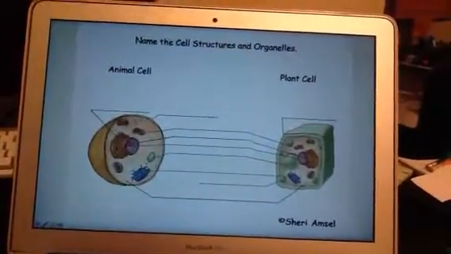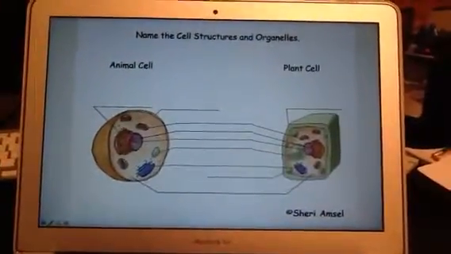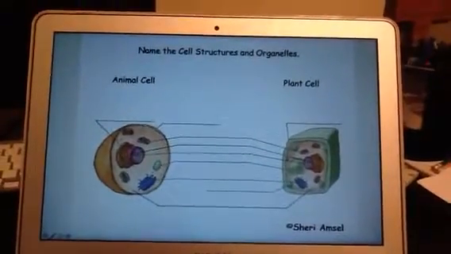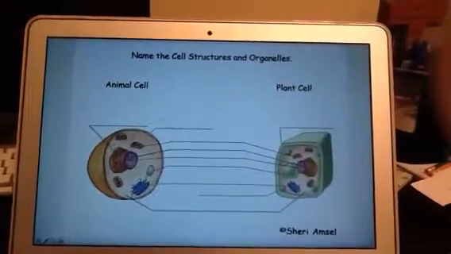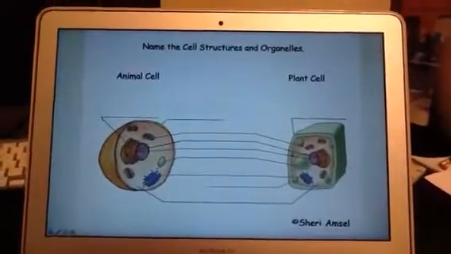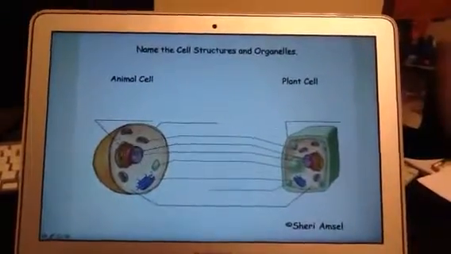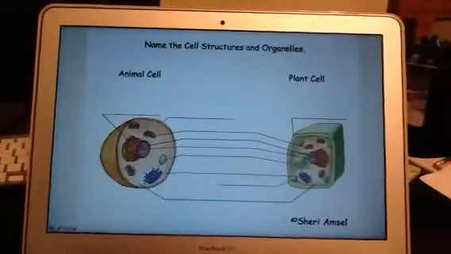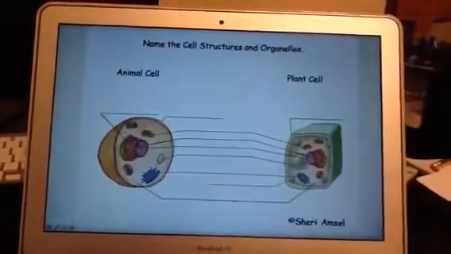Once you're done labeling the cells, please take a moment to get up and look under the microscope. Some of them have the animal cell, and 2 of them have the plant cell. I would like you to get up and take a look at the cells. Please keep in mind that some organelles are too small to see under the microscope. But the main goal of looking under the microscope is to see if you can distinguish an animal cell from a plant cell.